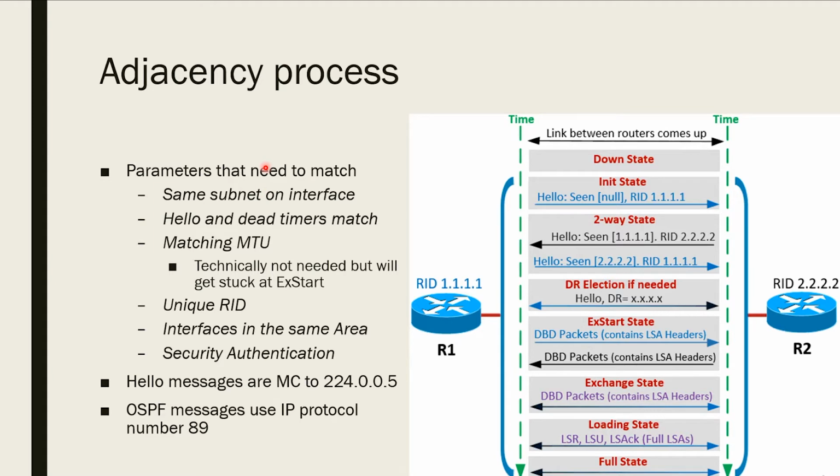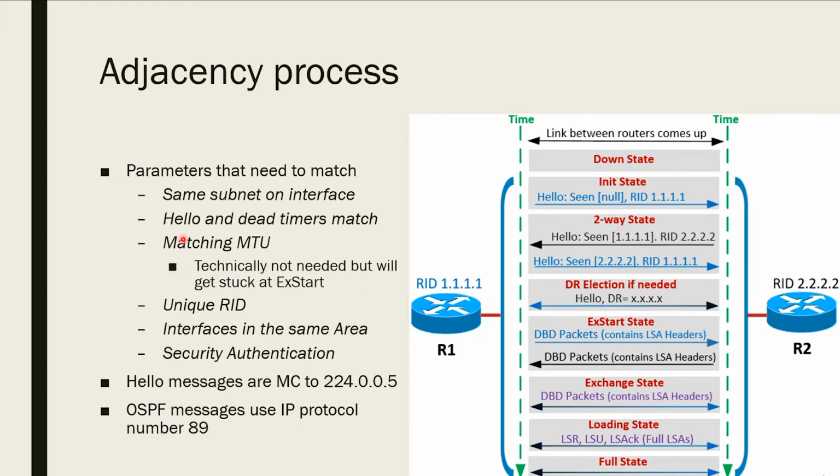So in theory, what will happen is we'll send hello messages to identify ourselves, ourselves being the router, and we highlight our router IDs and certain parameters. And there's some parameters that have to match before you form those adjacencies. So for example, you need the subnet on the interface to be the same, hello and dead timers to match, unique router IDs, interfaces inside the same areas, and I'll get onto a little bit more about areas later, as I said, and security authentication must match between the two.